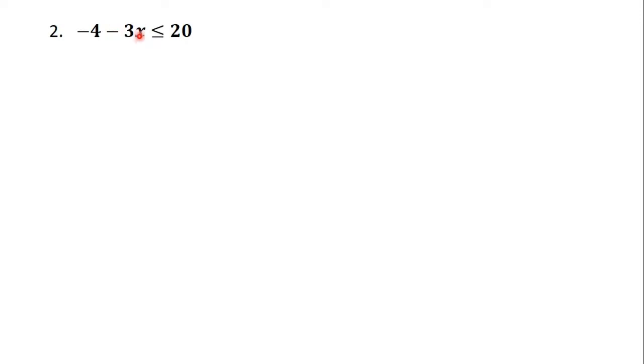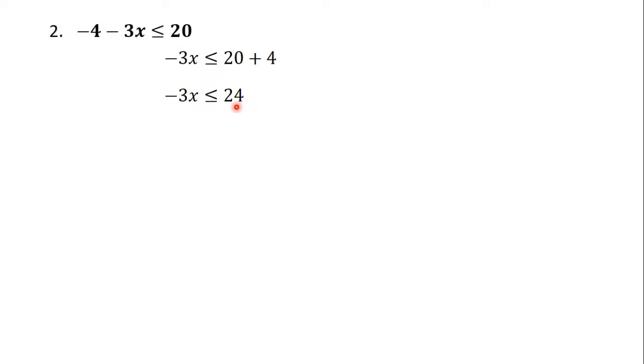So I'm going to keep negative 3x here. Then I'll send my negative 4 from this side to this side. So as soon as I keep negative 3x here, I will take negative 4 from this side. It's crossing the inequality sign, so it becomes positive. So I'm going to have negative 3x less than or equal to 20 plus 4. So we continue. Negative 3x is less than or equal to 20 plus 4, which gives us 24.